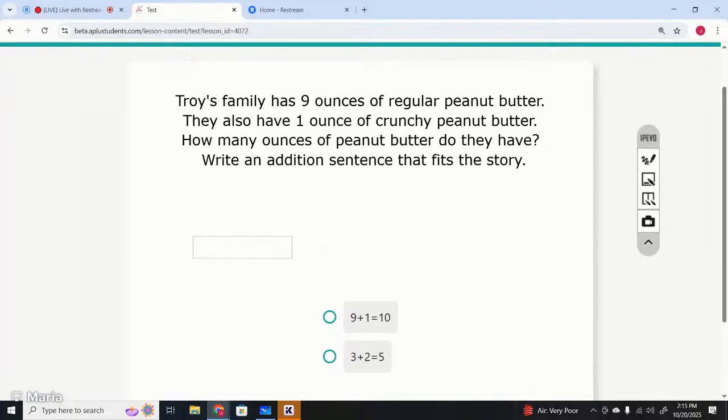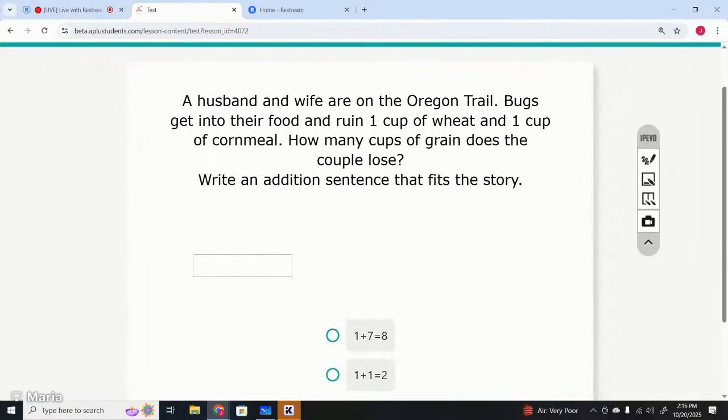Troy's family has 9 ounces of regular peanut butter. They also have 1 ounce of crunchy peanut butter. How many ounces of peanut butter do they have? So, which is the correct option? That is 9 plus 1 equals 10. Option number 1 is the correct option.